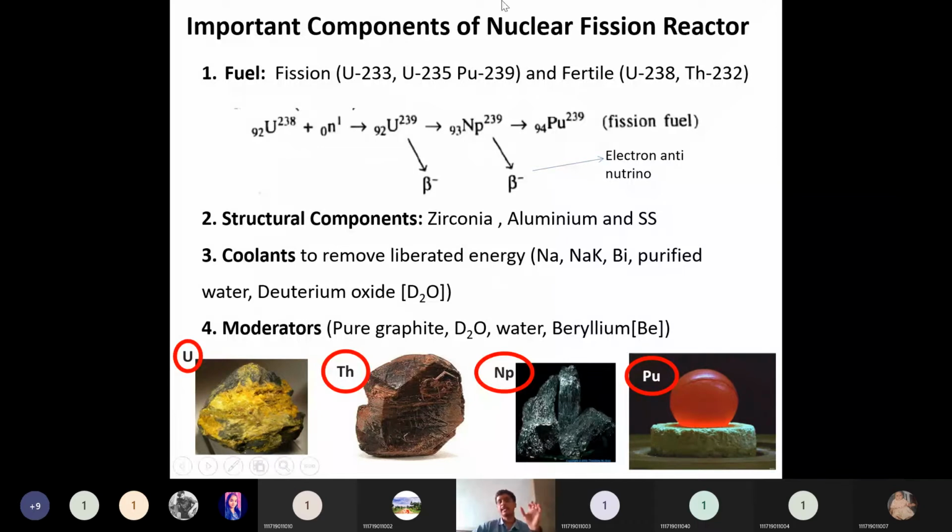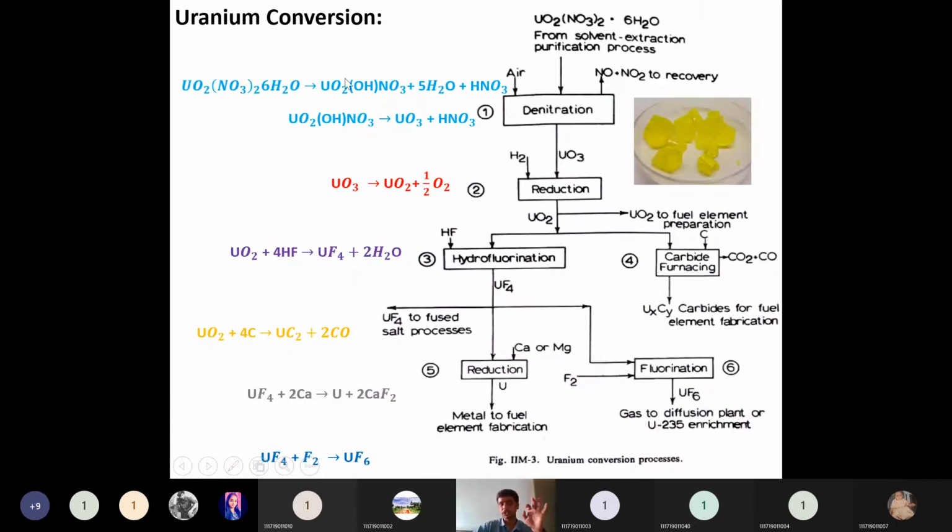Then the next question is the important components of a nuclear fission reactor. You have to explain all these four important components. Then the next question is to explain various forms of uranium. What are the various forms of uranium? You have to draw this flow sheet and explain the various forms, or explain about the uranium conversion processes. These types of questions they may be asking. So this is the third question, the uranium conversion processes.